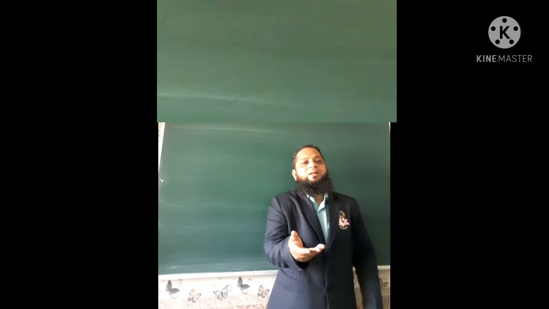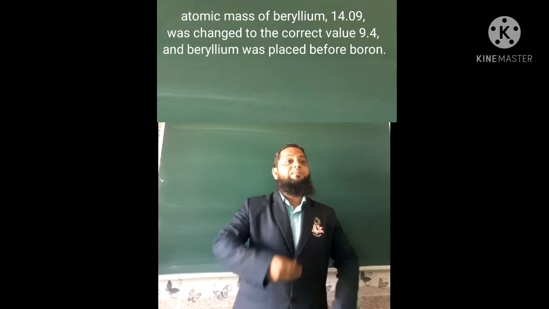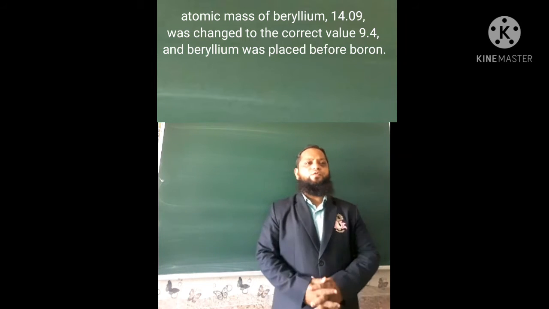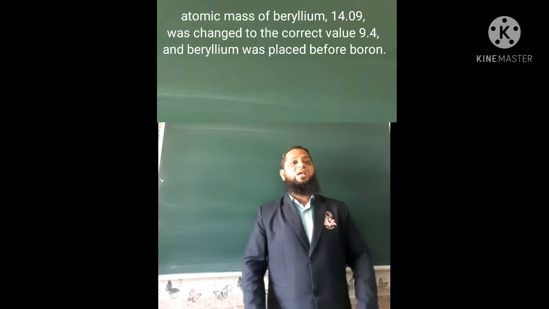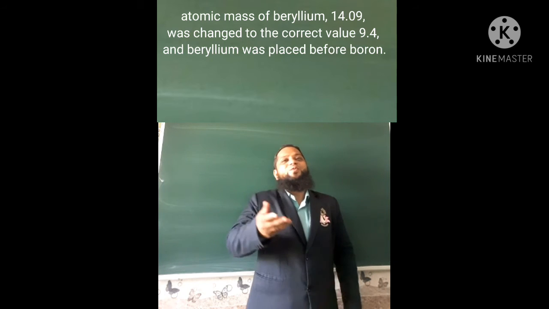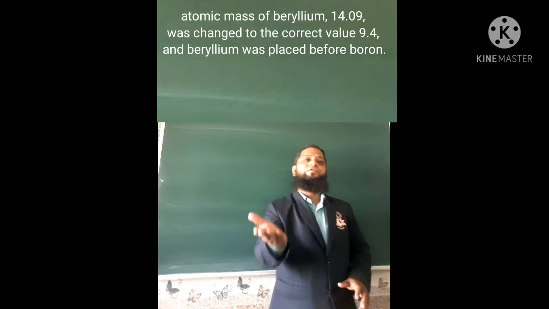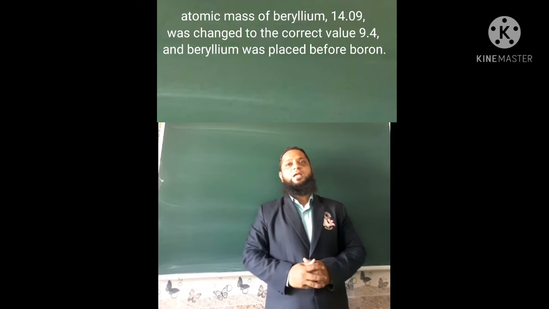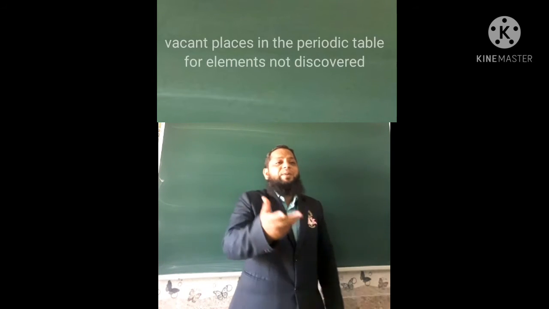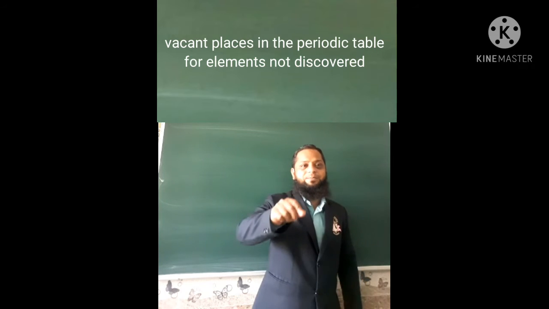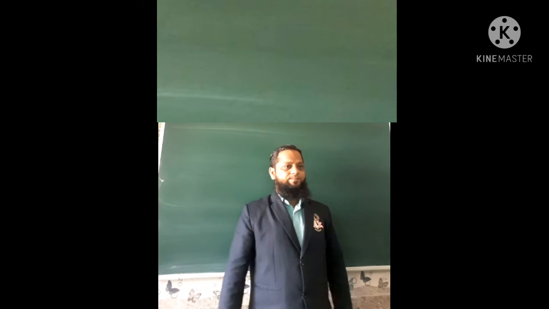For example, the previously determined atomic mass of beryllium, 14.09, was changed to the correct value, 9.4, and beryllium was placed before boron. Second, Mendeleev kept vacant places in the periodic table for elements not discovered till then.